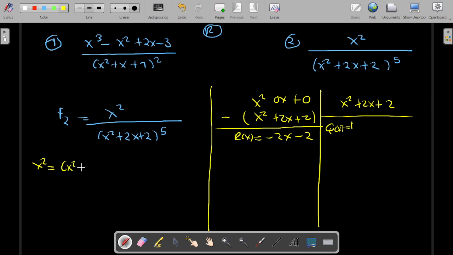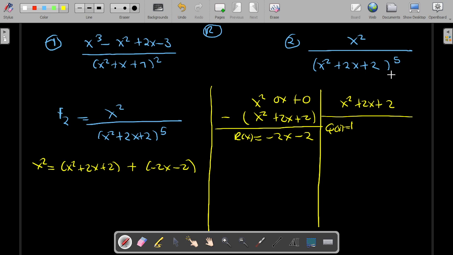So here we have x squared plus 2x plus 2, like so, and then plus, here we multiplied by the quotient, sorry, which is 1. So we can basically skip the 1, because 1 multiplied by x squared plus 2x plus 2 is x squared plus 2x plus 2. So here we're going to have our remainder, which is going to be minus 2x minus 2. And just like before, we're just going to divide by x squared plus 2x plus 2 raised to the power 5, because this is going to be different from 0.